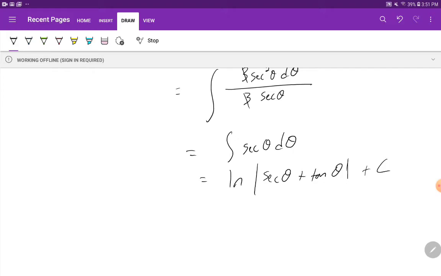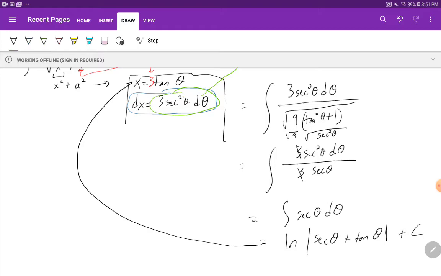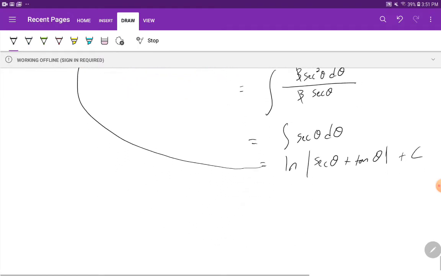You're leaving an answer in terms of theta when the problem was given in terms of x, so we have to change our thetas into x's. So we go all the way back to our first definition here, x equals 3 tangent theta, and we have to figure out how to rewrite secant theta and tan theta. All right, so this part's kind of tricky.